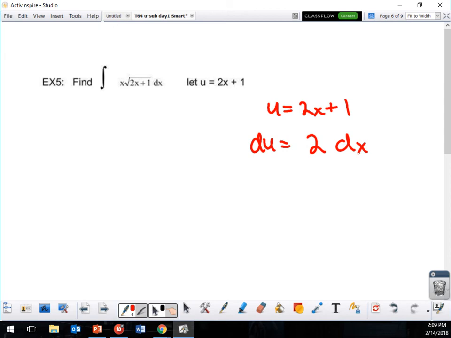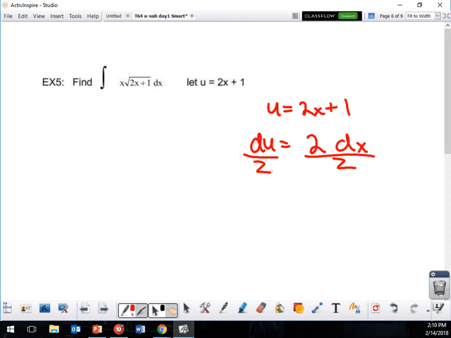2 dx. Okay. Can I directly substitute that? No. So divided by 2. Hold on. You got it. But now I have a slight issue here. Something is missing. I still have an x there, don't I? What am I going to substitute x for? What is x by itself going to be?